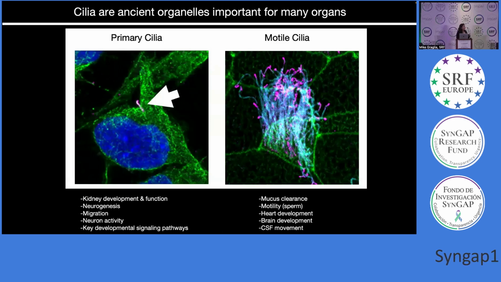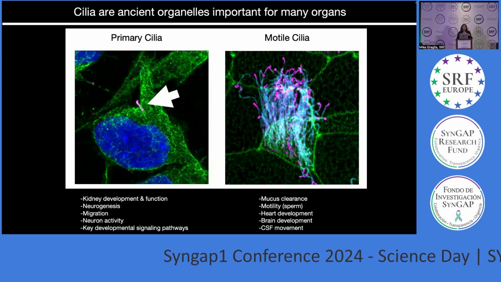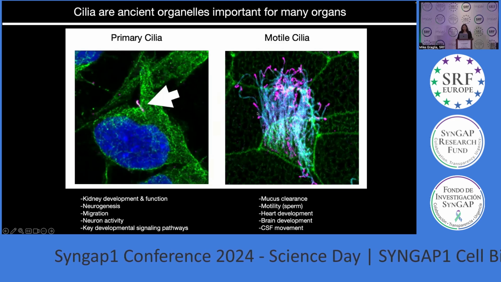So cilia actually come in two main flavors. It's this primary cilium that I just talked about, which is for signaling and sensing, like in neurons. And it's also important in development and neurogenesis, as well as multiple motile cilia that beat, like in lungs, and those are important for fluid flow and heart development.